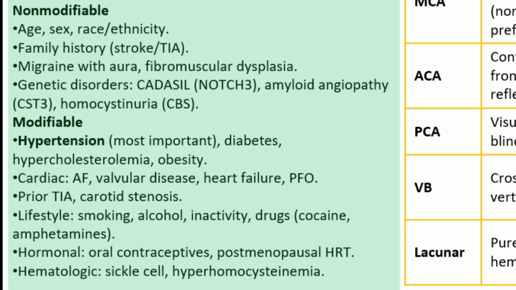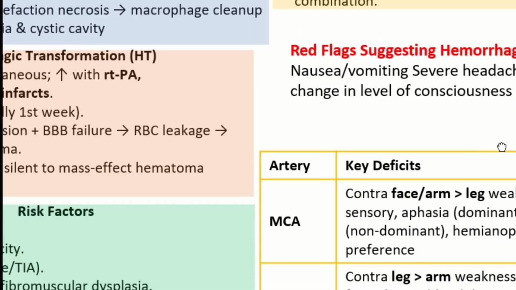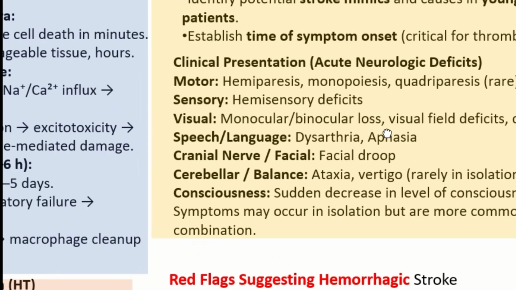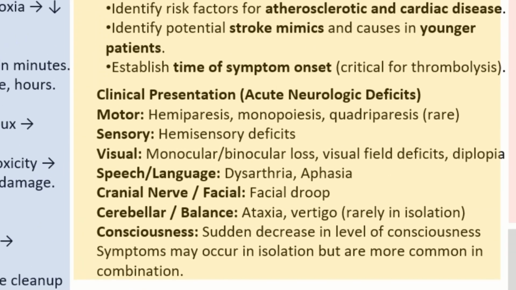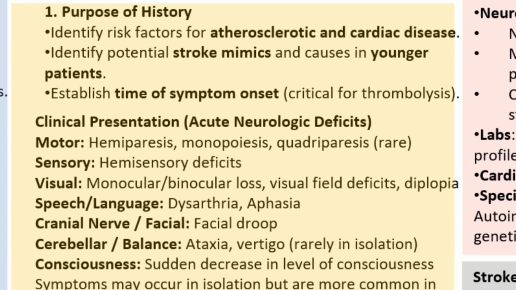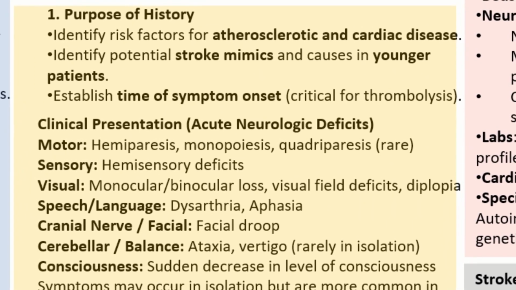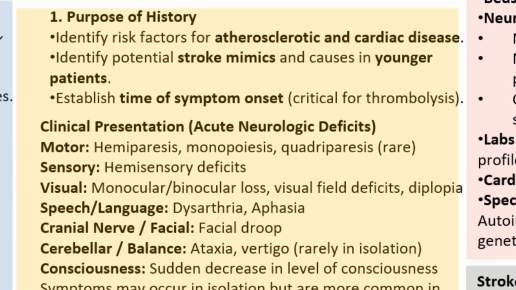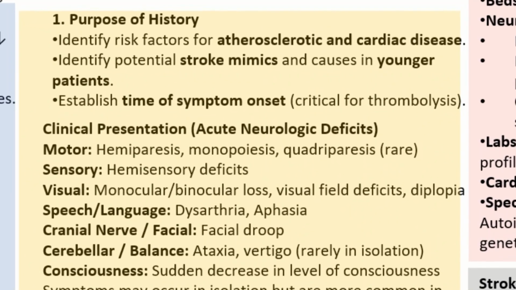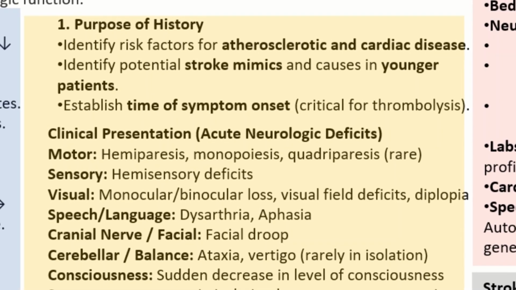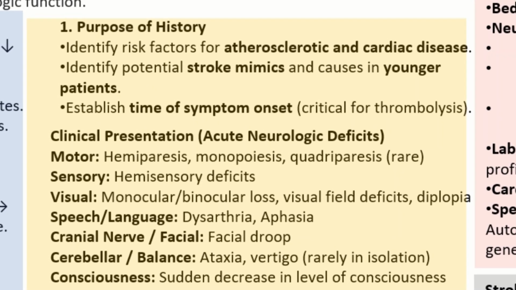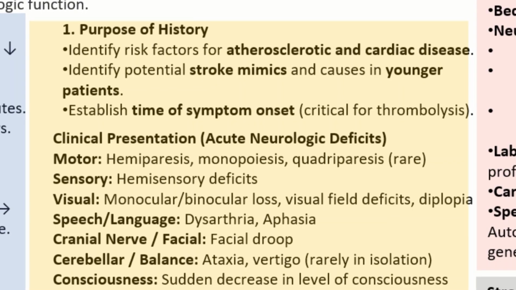All these are going to be causing or increasing the risk of developing stroke. So when we approach a patient with stroke, we need to do a history, and the purpose of the history is to identify risk factors for atherosclerotic and cardiac disease, as well as identify potential stroke mimics and causes in younger patients, because most of the time when someone is young and gets a stroke, there's probably something else going on underneath.